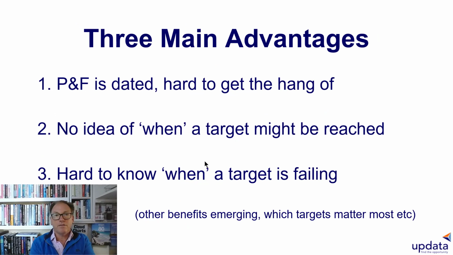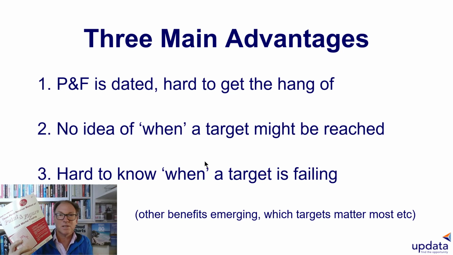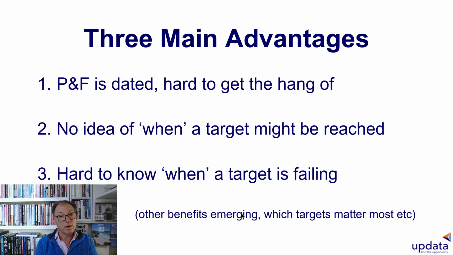The 3 main advantages are that point and figure charts are dated. It was developed way back and people don't want to use these. Since the birth of computers, all the data's coming in. I don't really want to use this anymore, but I don't want to throw away the past. That's the really key thing. The idea of when a target might be reached, we can now look at that, and knowing when a target is failing, that's really quite key, and perhaps other benefits are emerging, like which targets most.